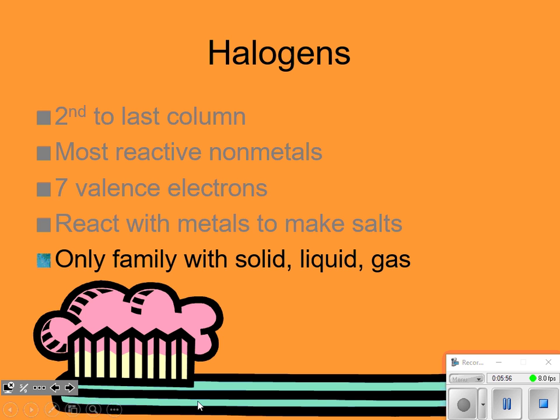Most metals are going to be solid. Mercury is an exception to that. But the halogens are an important family that we're going to be going over more today.